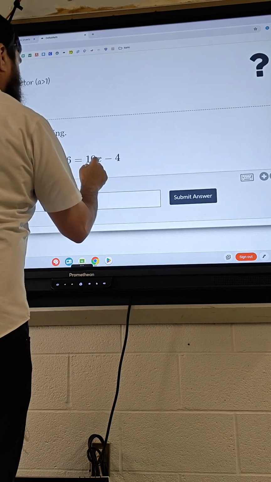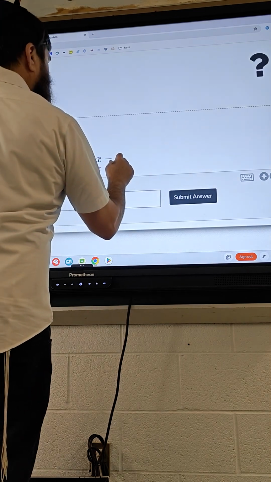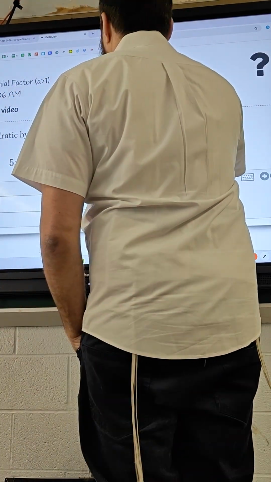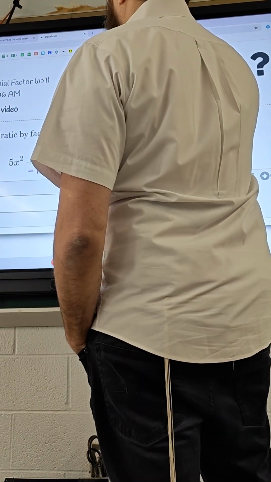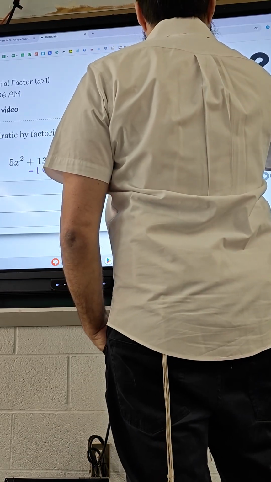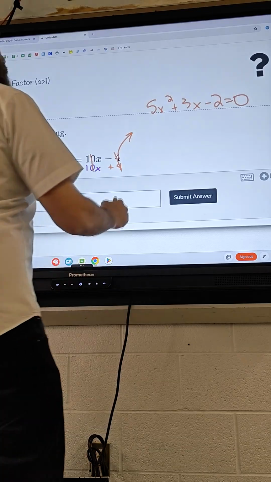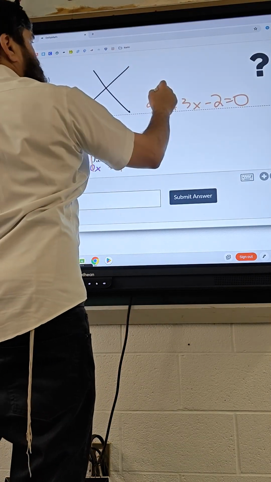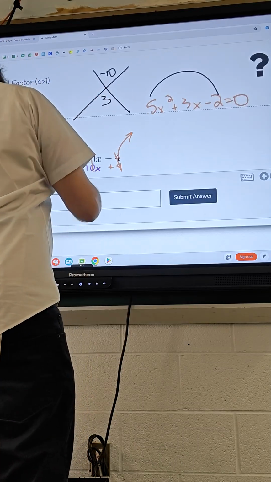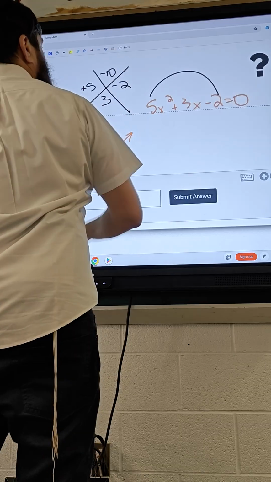So I'm going to go minus 10x to both sides and put it in the right place with the other x's. And plus 4 to cancel that out to both sides to get the right side equal to 0. So then I've got 5x squared plus 3x minus 2 equals 0. Now I'm at the place I was before, like when we were doing those other problems: two numbers that multiply to -10 and add to 3. So that's going to be positive 5 and -2.